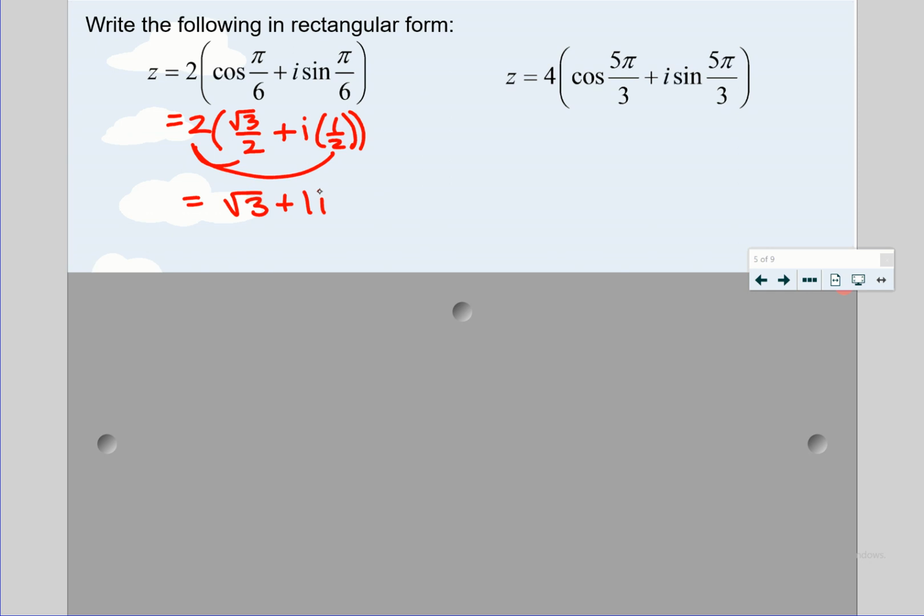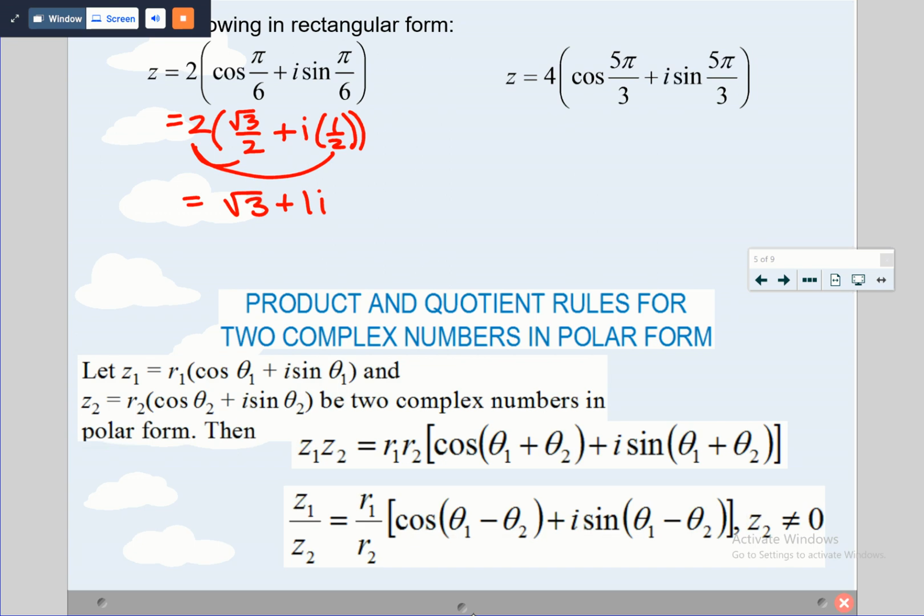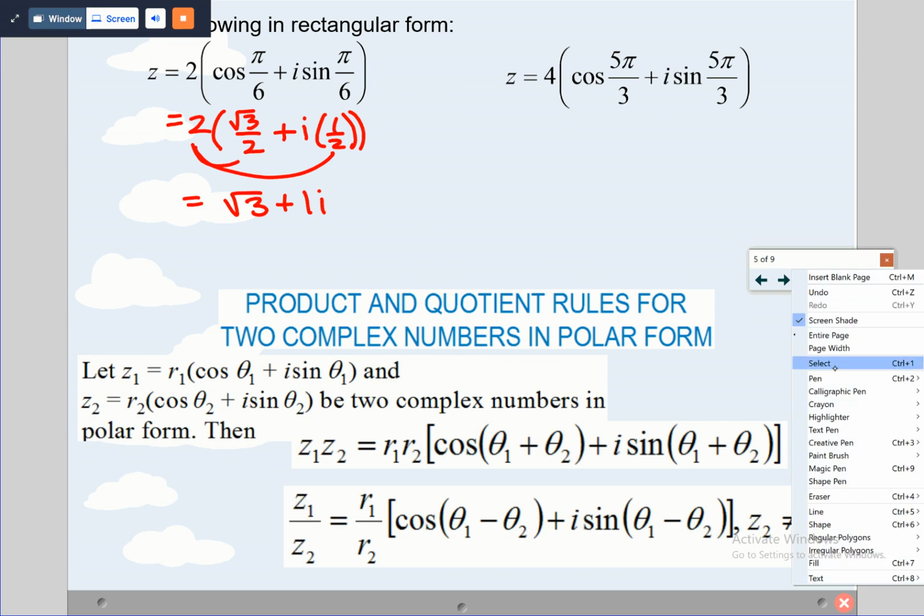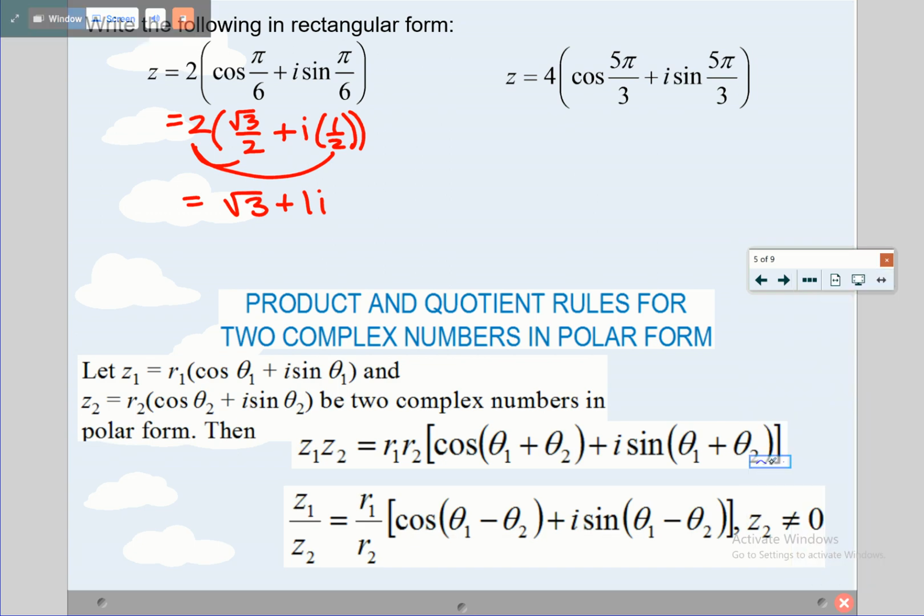Okay, next thing I need you to write down. We've got 2 formulas. Once we have a complex number in polar form, we can multiply the 2 complex numbers, or we can divide the 2 complex numbers. These look a whole lot more complicated than what they actually are, and you'll see in a minute. To multiply 2 complex numbers in polar form, you multiply the r's, and you add the angles.